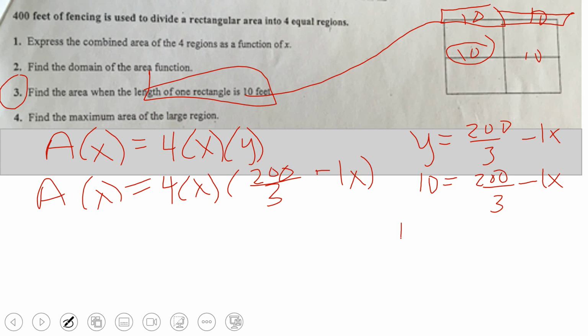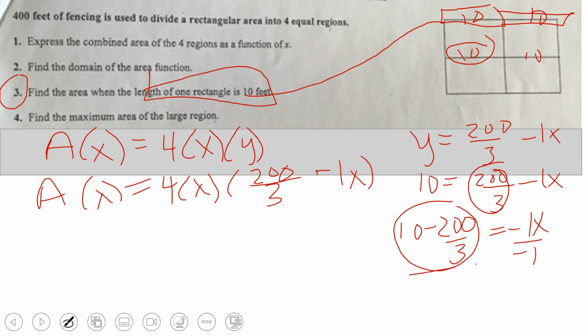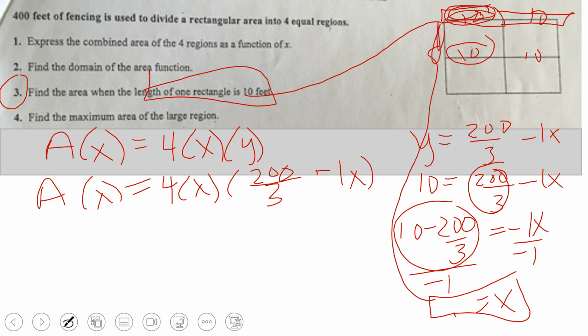I'm going to start by taking 10, and let's move this to the opposite side. Now I have a graphing calculator, so I don't need to worry about combining fractions right now. And then once I get this answer, I'm going to divide it by -1, which just changes the sign. And then I will know what the x value is. So I know the y is 10, but when y is 10, what is x? I'm going to grab that calculator and figure out what 10 subtract 200 over 3 is, and then I'll divide it by -1.